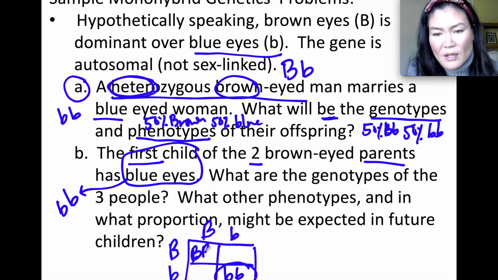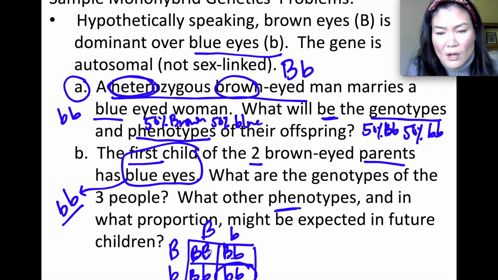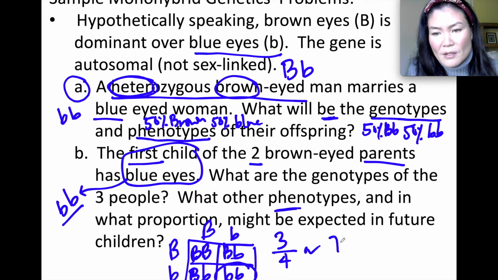Let me go ahead and fill in the Punnett square, because the question also asks what the genotypes of the three people are. The child is little b. The parents are big B, little b, and big B, little b. What other phenotypes and what proportion might be expected in future children? It's asking about phenotypes, so how many are going to have brown eyes? Three out of four, or 75%, are going to have brown eyes.